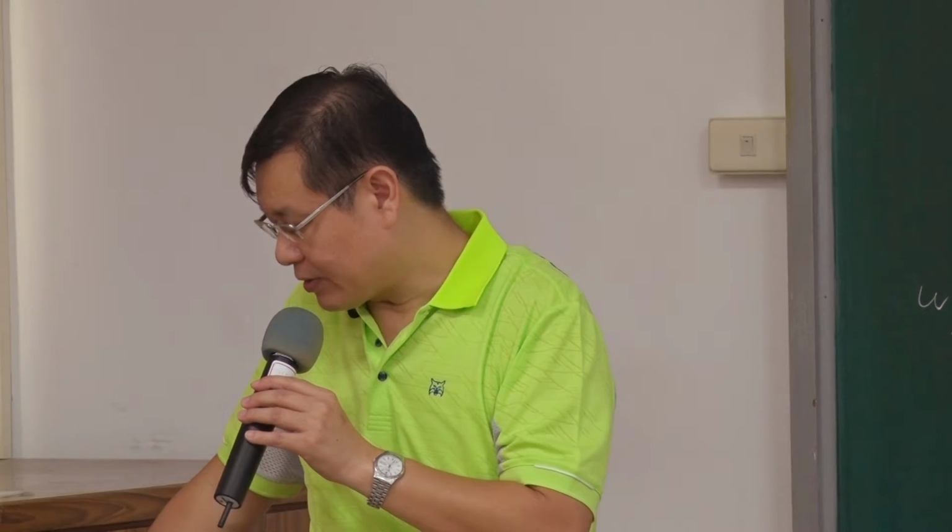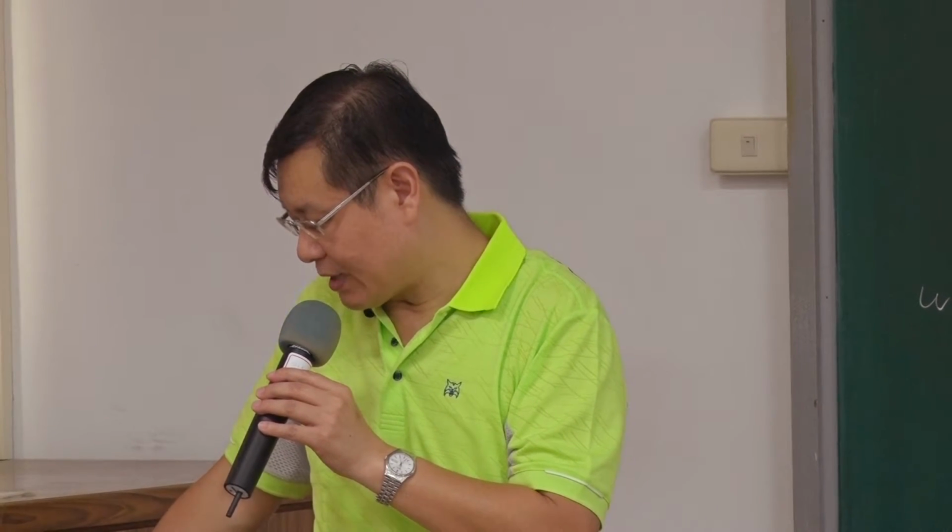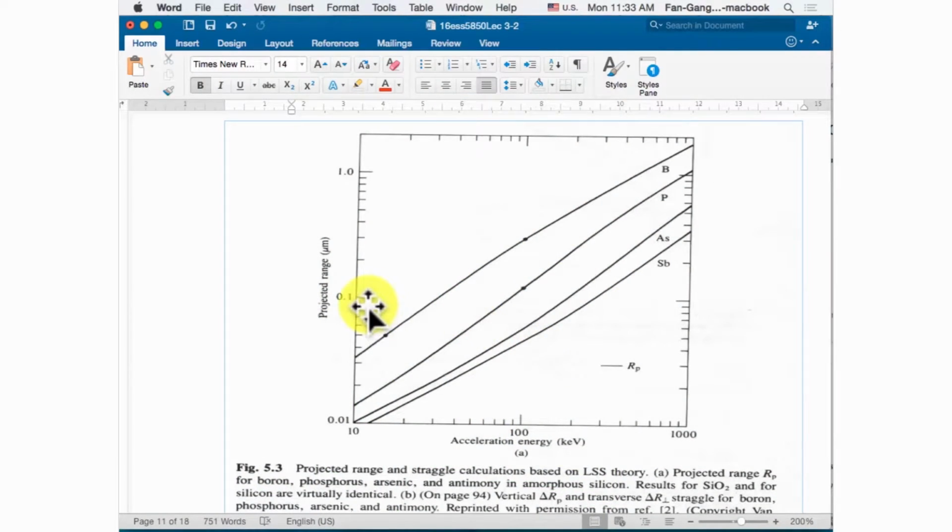So here I give you two figures. The first figure gives you the RP value. The RP value means the position. So the position will increase with the increase of your acceleration energy. If you have a higher acceleration energy, you get it deeper. So you can see the 0.1 micron here. Using more than 100 keV, you can have the boron into the 1 micron region.